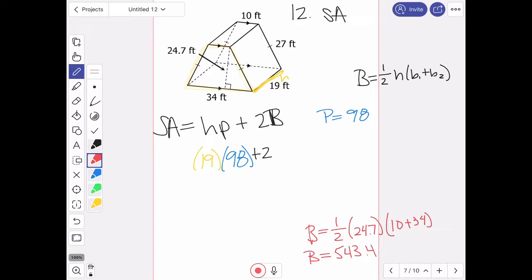543.4. Okay, so since there are two bases, that's why we have to take 2 times that base of 543.4 to find my surface area. And this turns out to be 2,948.8 feet squared.